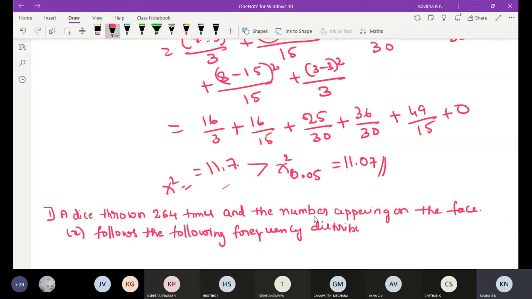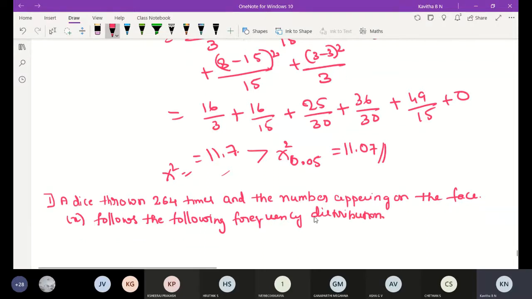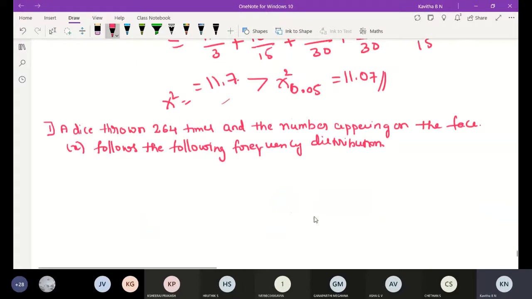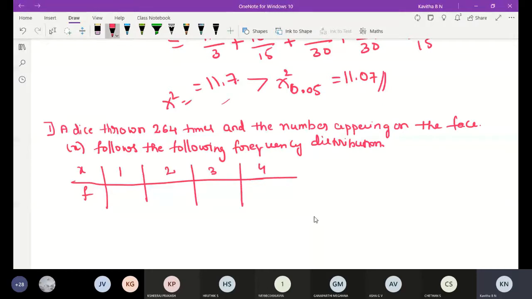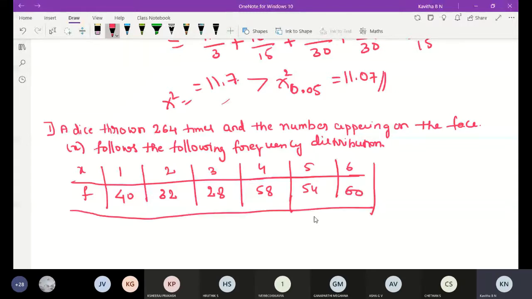Then X: 1, 2, 3, 4, 5, 6, with frequencies 40, 32, 28, 58, 54 and 60. Okay, calculate chi-square.